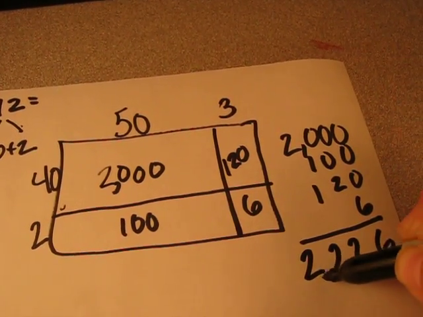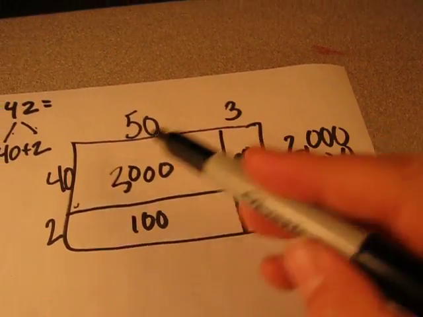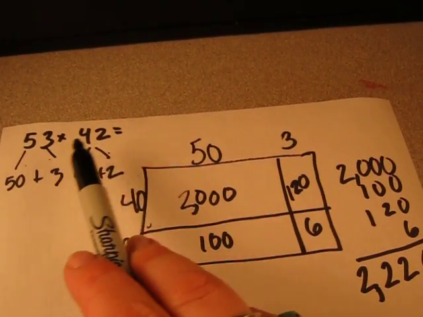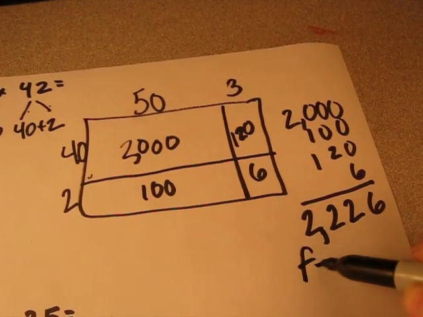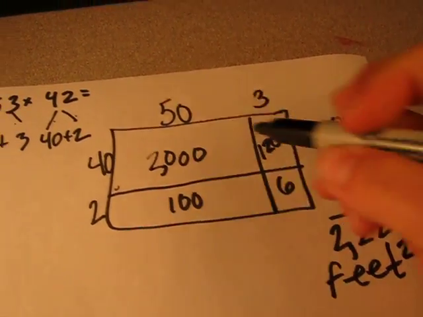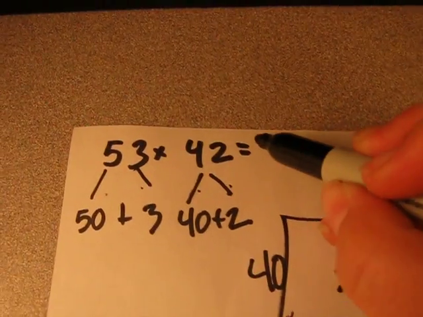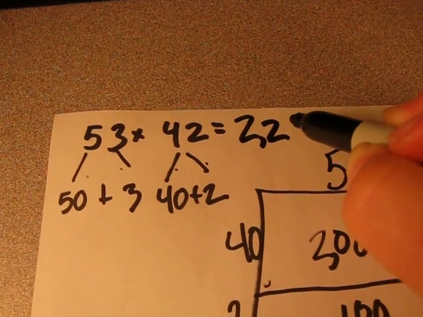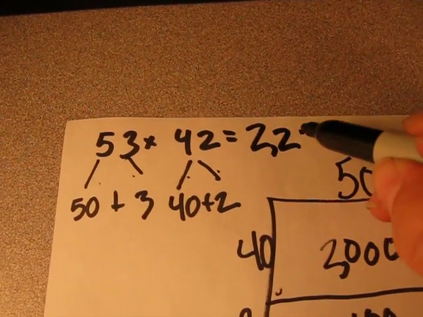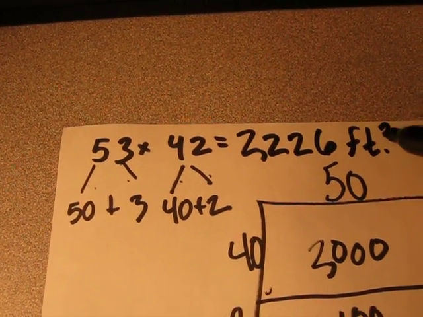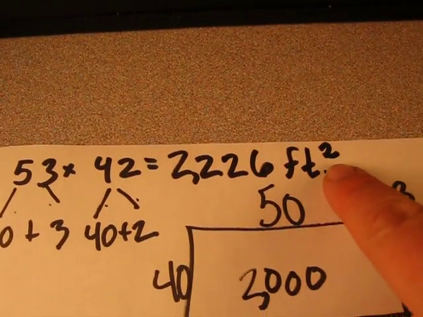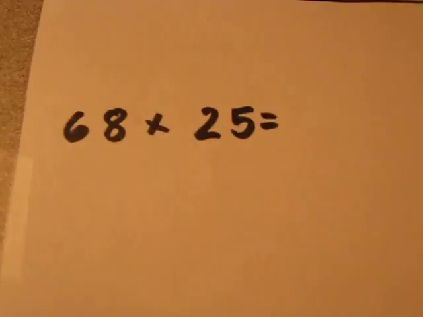Put in your comma. So this is the entire house, a 53 by 42, is 2,226 feet squared. That little 2 means the same as squared. Okay, let's do one more for an example.